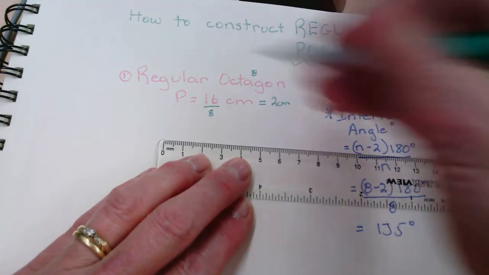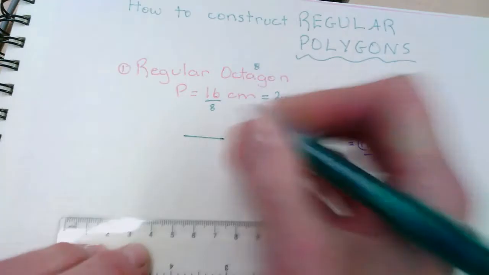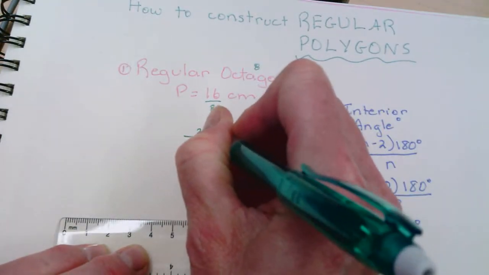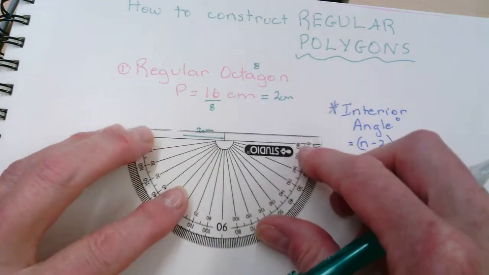So we draw our first side, 2 centimeters. Label that side length. And once we have that done, we are going to measure an angle.